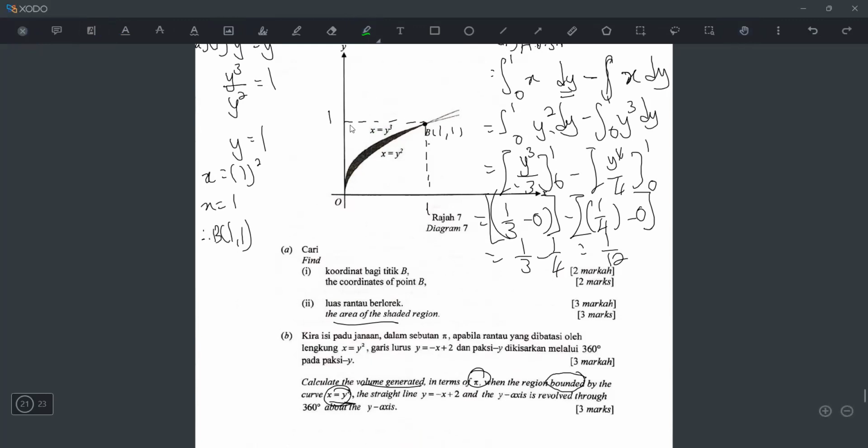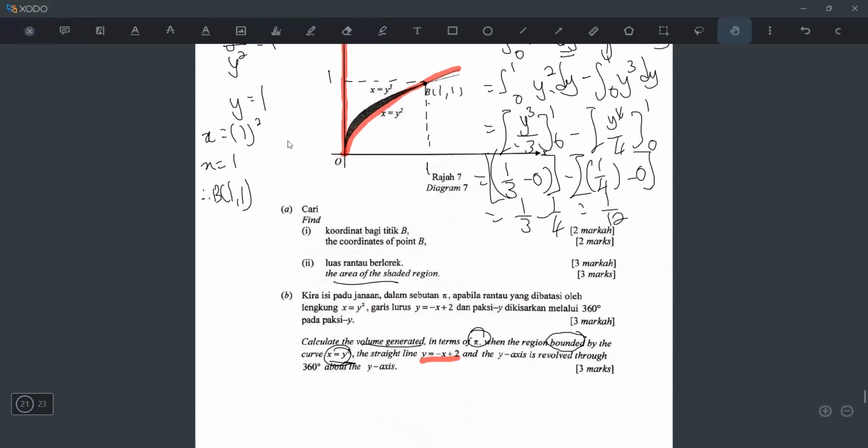Okay, which curve? x equals y squared. So let's use the red marker. Okay, x equals y squared. So it is referring to this curve. And then what else? Straight line y equals negative x plus 2. Okay, this one later, because I don't know yet. And the y-axis. So this one is the y-axis. So surrounded by this curve and the straight line. But the straight line, I still don't know where it is because I haven't drawn it yet, and it's not drawn for me. So let's draw it myself.